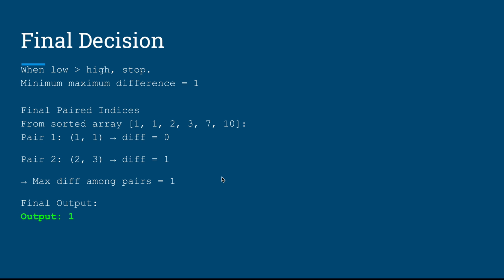Now the final decision is when low is greater than high, we will stop and we'll minimize the maximum difference, which is 1, right? The final pair indices will occur like this, and we have selected pairs 1 1 and 2 3. The difference is coming 0 and the difference is coming 1. So when we are selecting these two pairs 2 and 3, we are getting the difference this one, as we have seen. So the maximum difference is coming 1, and so the output is 1.